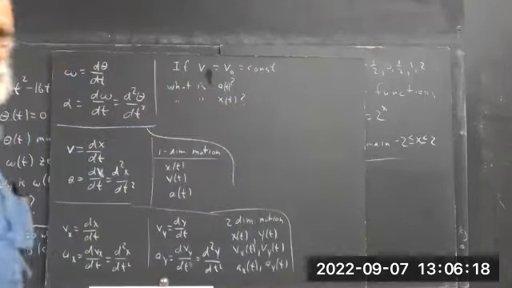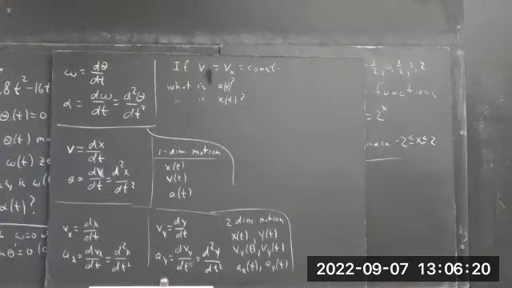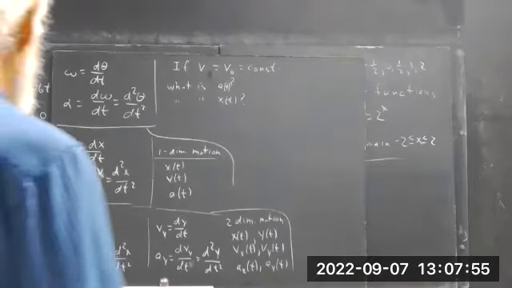Okay. If V is equal to V naught, what's A of t, what's X of t? Give you a minute to digest that and work it out.